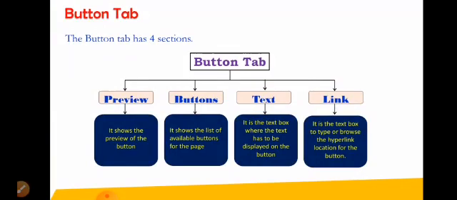The button tab has 4 sections. First one, preview. It shows the preview of the button. Second one, buttons. It shows the list of available buttons for the page. Third one, text. It is the text box where the text has to be displayed on the button. Fourth one, link. It is the text box to type or browse the hyperlink location for the button.